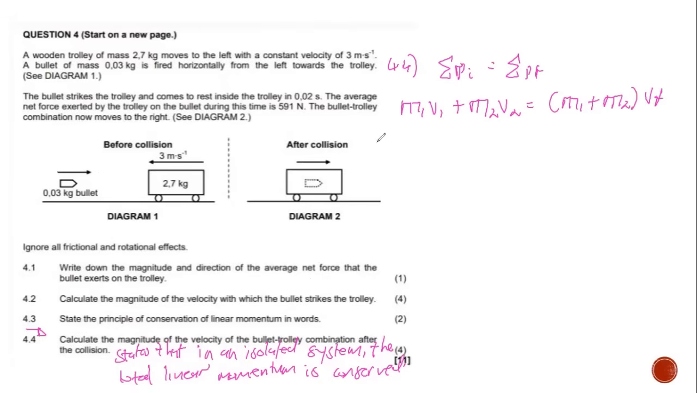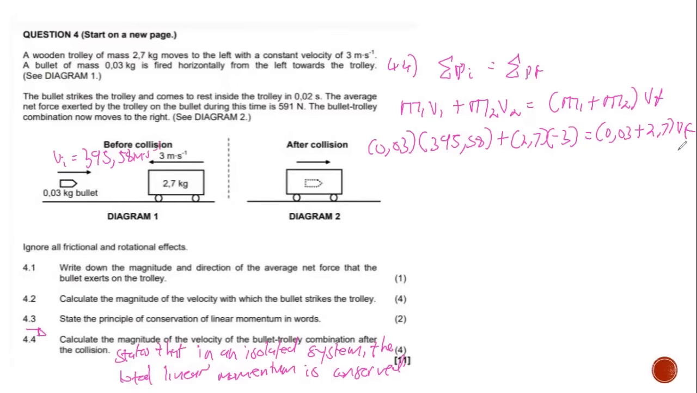So my m1, that's the bullet, that's 0.03. Remember, I've already calculated this velocity here. That was 395.58 meters per second. So 395.58, and then plus my mass number 2 is 2.7, and then velocity, that's negative 3. And then mass 1, that's 0.03, plus 2.7, then vf, right? Because now we are looking for the velocity of the combination.